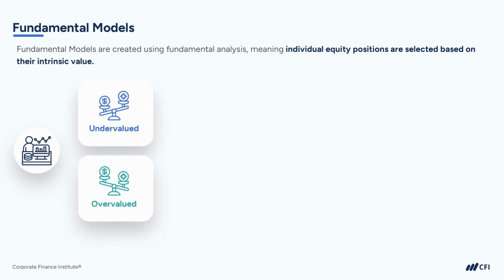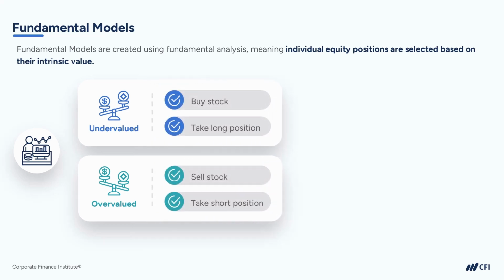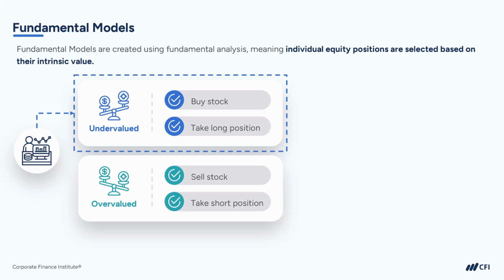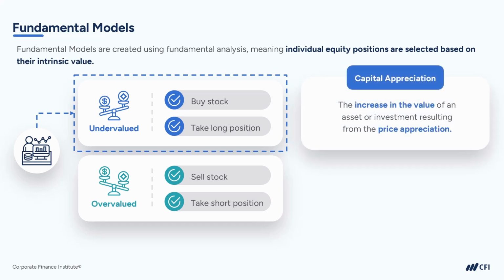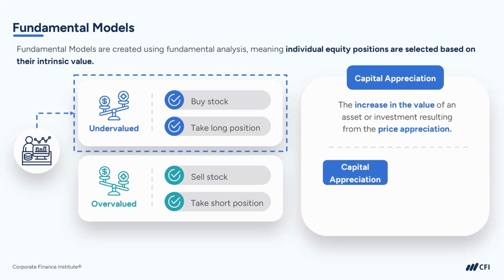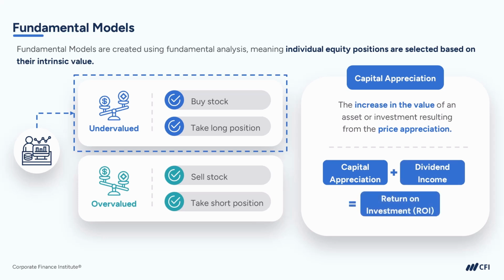If a stock is deemed to be undervalued, an investor can buy that stock or take a long position and hold it until its value rises to the predicted intrinsic value, collecting dividend income along the way if applicable. The increase in share price that the investor would benefit from here is known as capital appreciation. And any capital appreciation plus dividend income that an investor generates from holding a position represents their total return on investment.